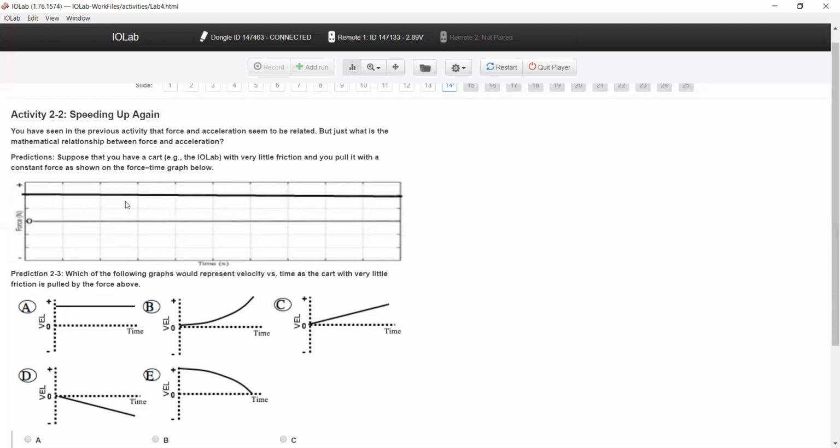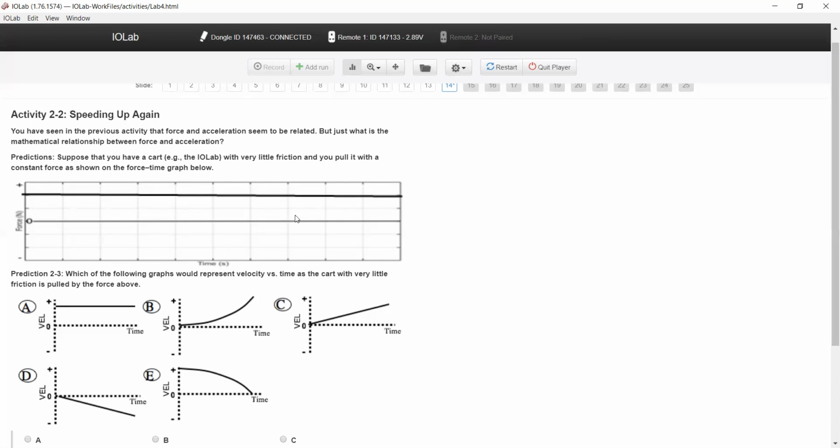Speeding up in a direction gives the same sign to the acceleration in that direction. So if it is speeding up in the positive direction, acceleration will be positive. Speeding up in the negative direction, acceleration will be negative.